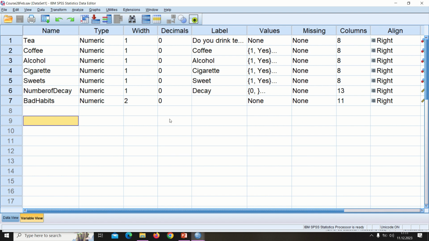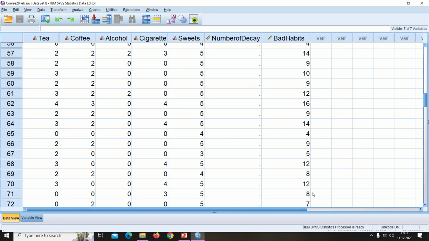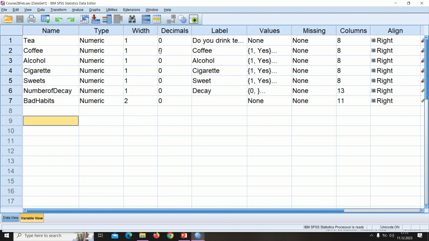There are no decimal places because all of them are group variables except tea and bad habits. Bad habits contains 2 digits, like here. The others contain 1 digit, therefore width is 1.